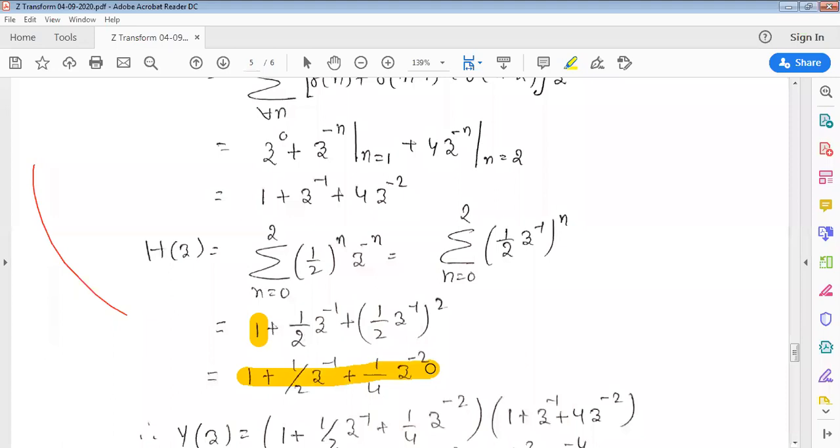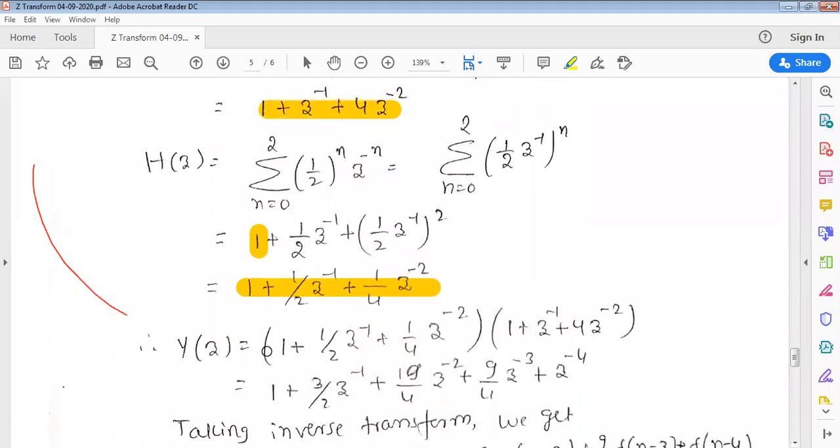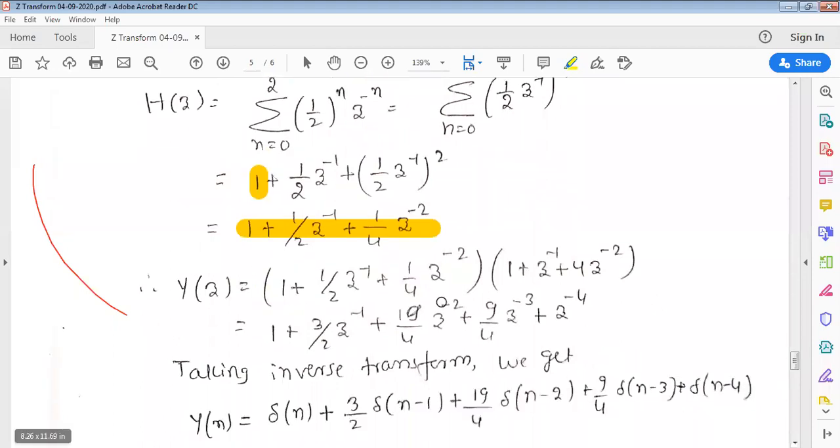So you have H of z and you have X of z. What I will do, I'll use both of them and multiply them. So 1 plus z raised to minus 1 plus, times 1 plus 1 by 2 z raised to minus 1. Look at here, 1 into z raised to minus 1 plus 1 by 2 into z raised to minus 1 gives you 3 by 2 z raised to minus 1, plus, what are the terms with z raised to minus 2?